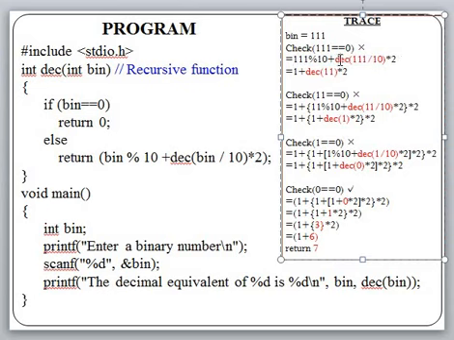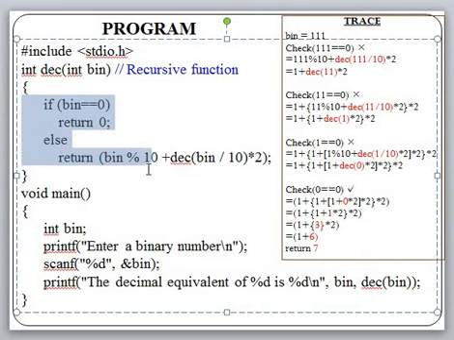When I compute 111 % 10, it is the remainder of this division, which is 1. And when I say 111 / 10, it is 11, multiplied by 2. So this is the first call. It will execute in this fashion, and soon after that you know there is a function call to call itself.